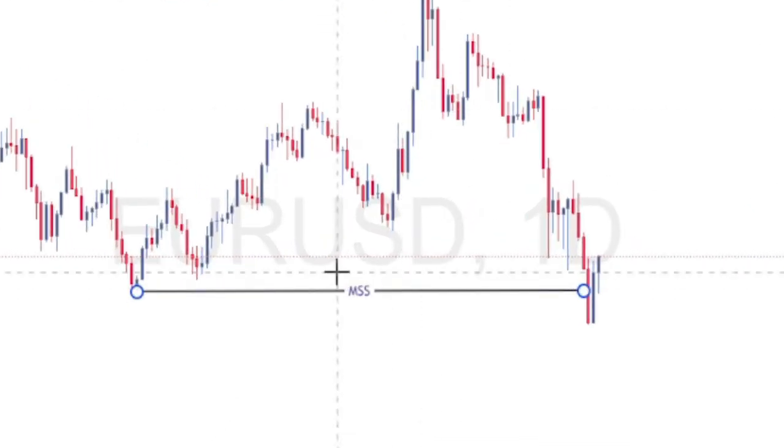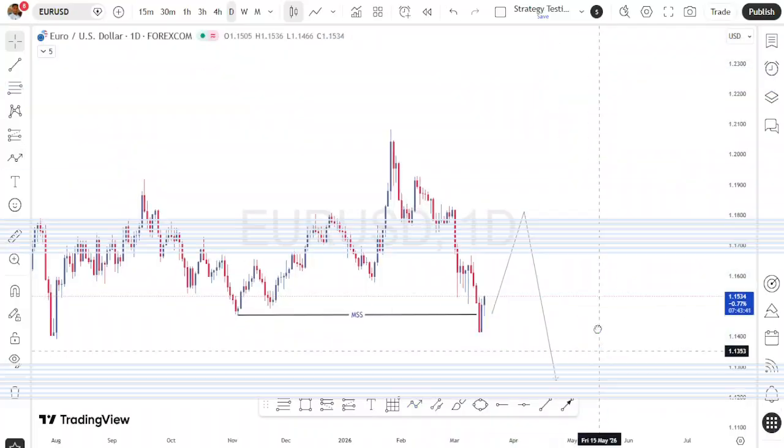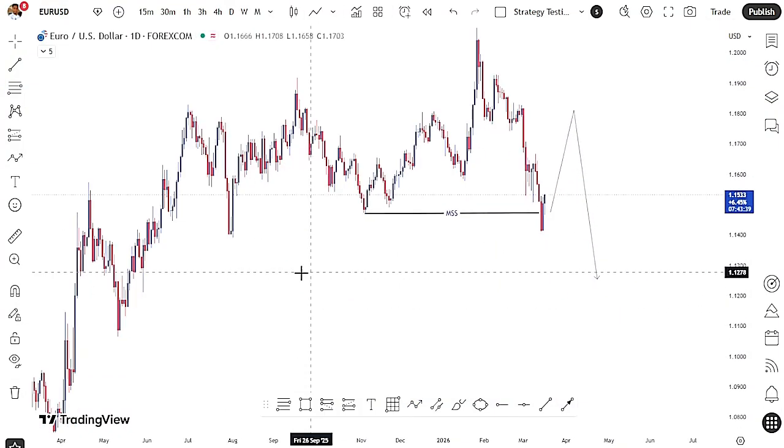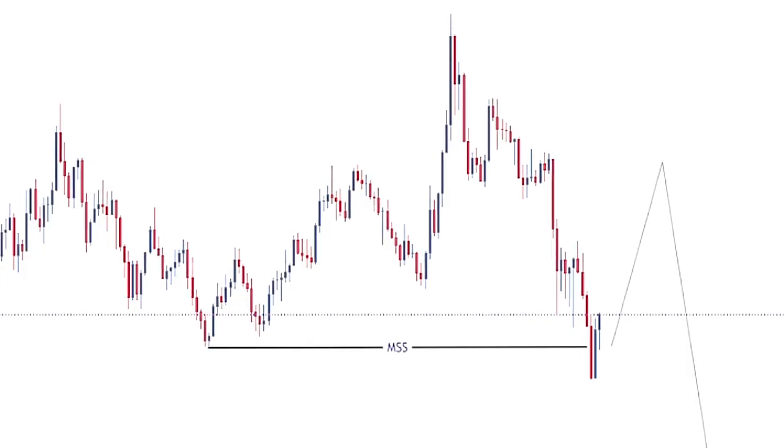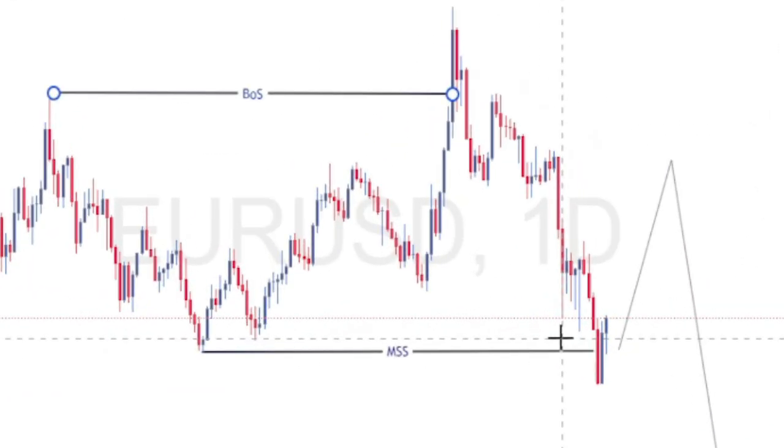Looking at EURUSD, we just have a market structure shift to the downside. So we might be seeing more drop in EURUSD price, dropping all the way further, all the way to this area here. We can see that the market is totally changing from a bullish zone, a change of character, a market structure shift.